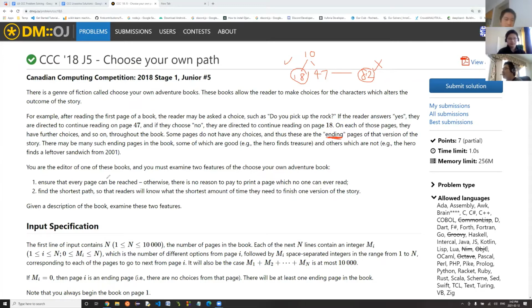And then you're the editor of one of these books and you must examine 2 features of the Choose Your Own Adventure book, right? So now this is the important part, because now it's going to tell you what you need to do.